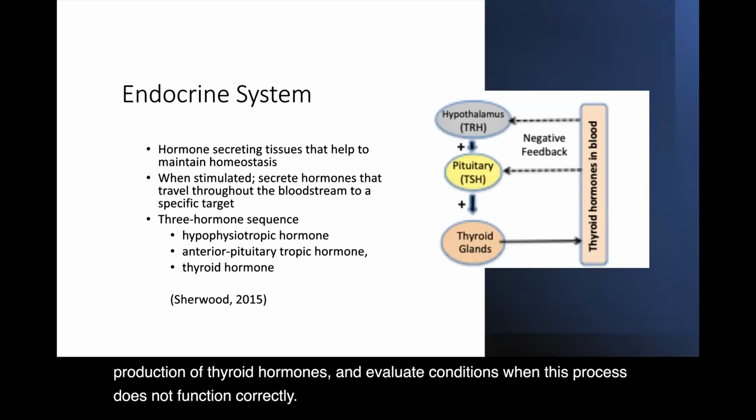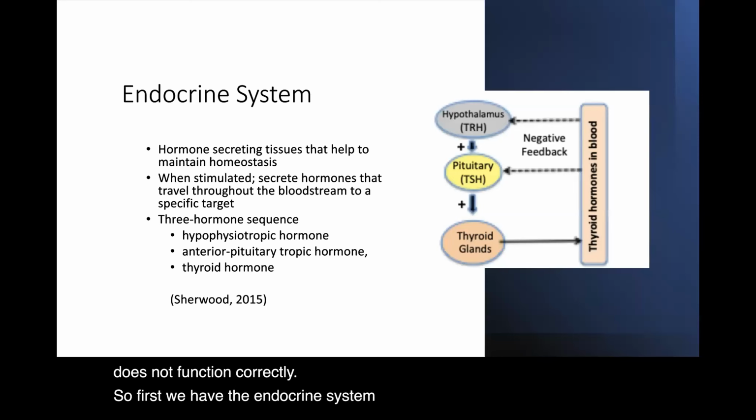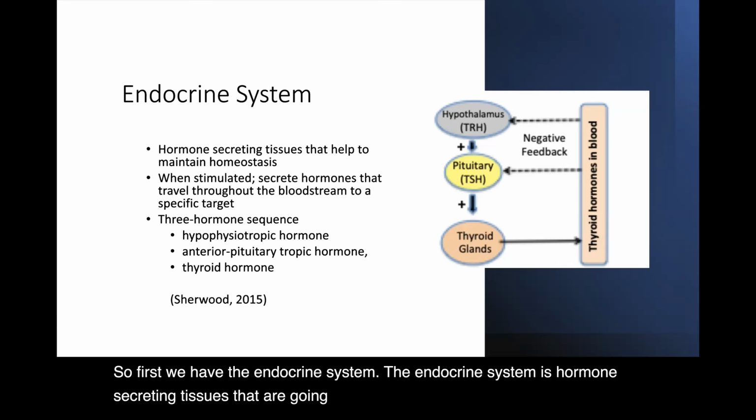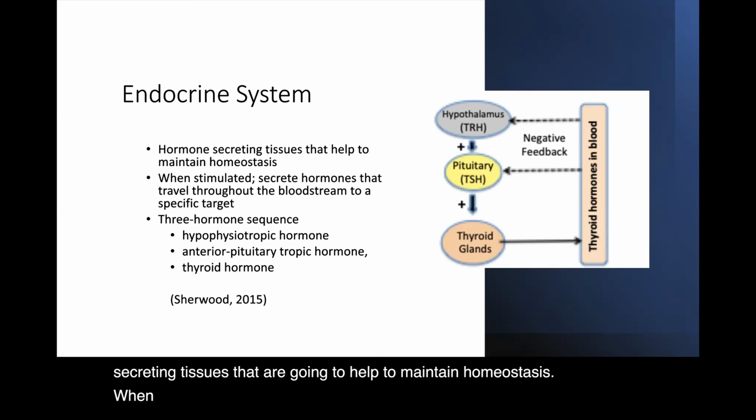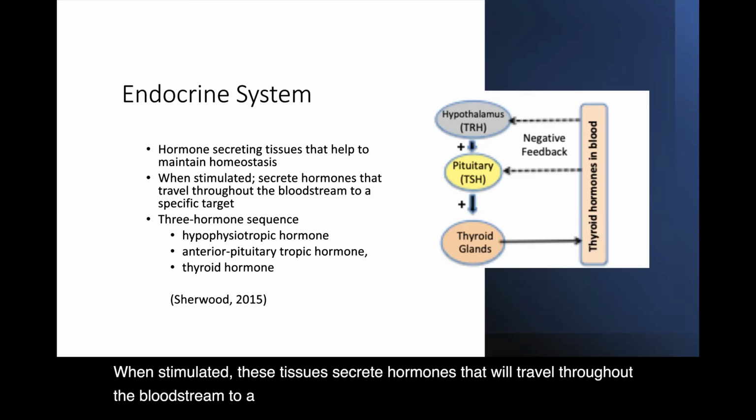So first, we have the endocrine system. The endocrine system is hormone-secreting tissues that are going to help to maintain homeostasis. When stimulated, these tissues secrete hormones that will travel throughout the bloodstream to a specific target. This is normally done in a 3-hormone sequence.